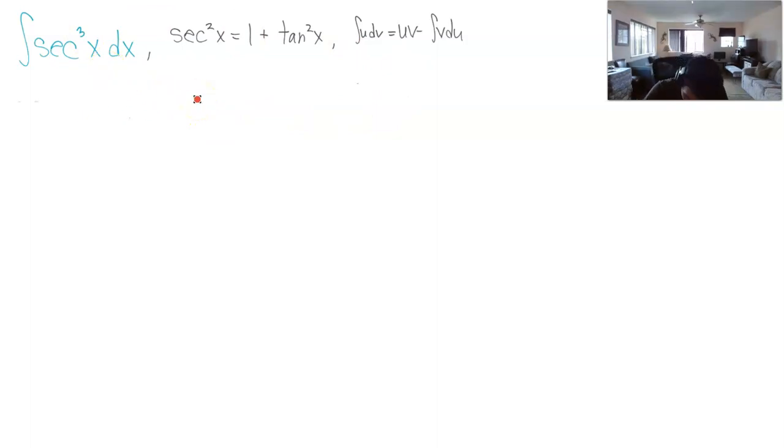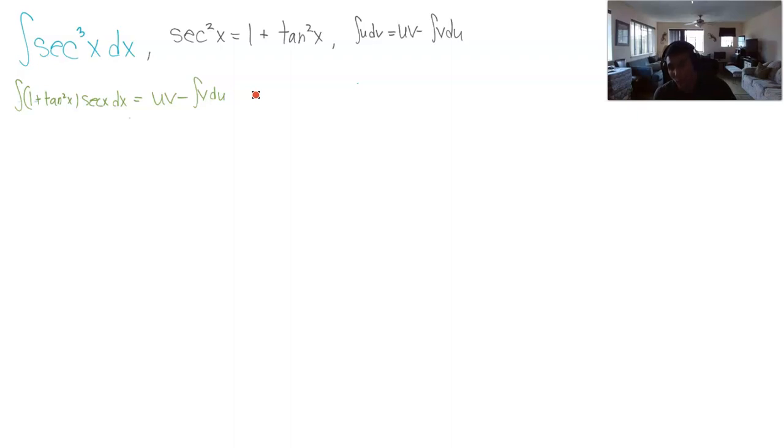Okay, let's continue in green. So we're going to use secant squared x, let it be 1 plus tangent squared x, and then have a secant x dx. And then we're going to say this is equal to what? We're going to say uv minus the integral of v du. I always forget this.